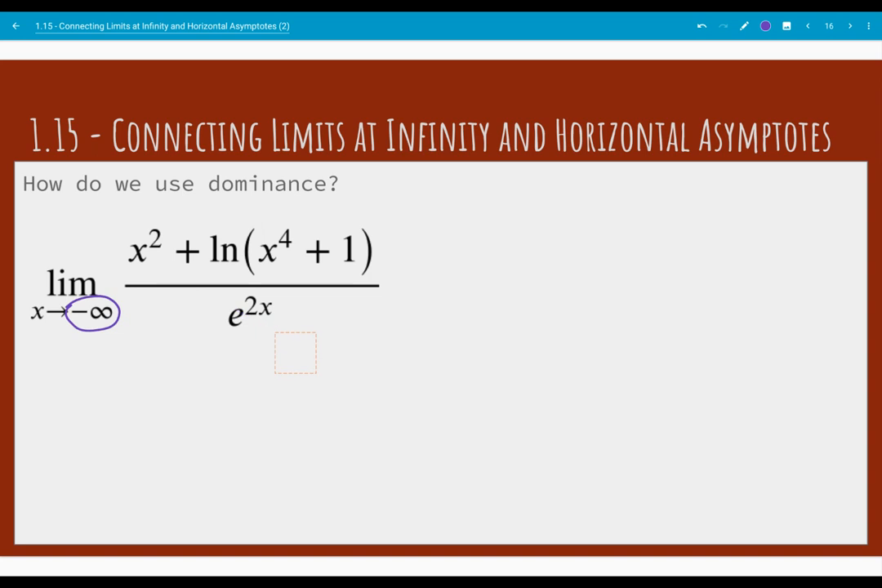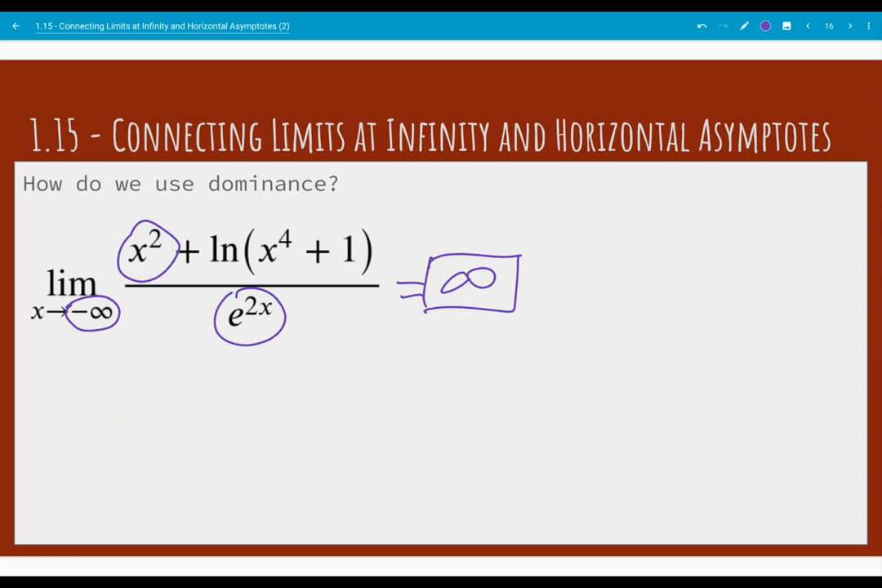And so even though exponential functions as x gets bigger dominate polynomials, in this case the exponential function is going to be dominated by the polynomial because the exponential function is getting smaller. Instead of exponential growth, we're getting exponential decay. So because of that, the numerator is growing faster than the denominator, because in fact the denominator is getting closer to 0, and then we get an infinite limit.